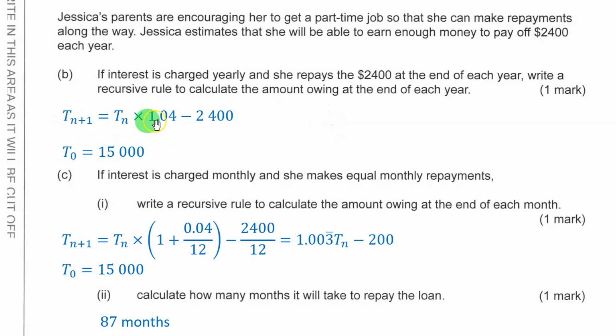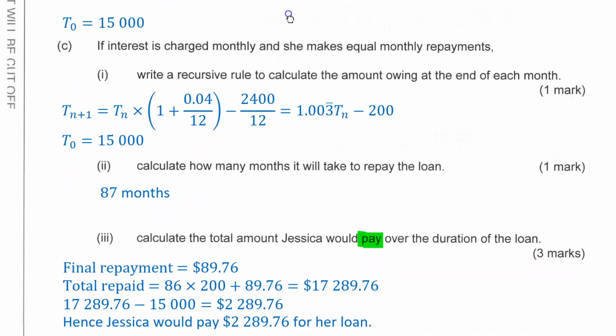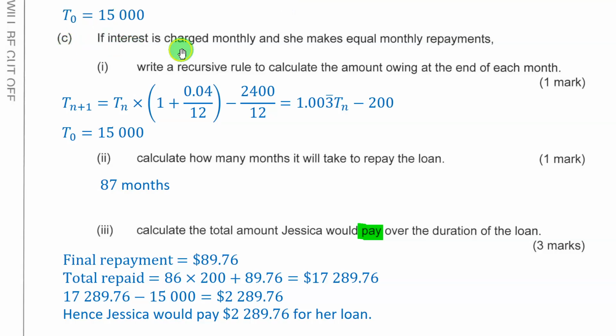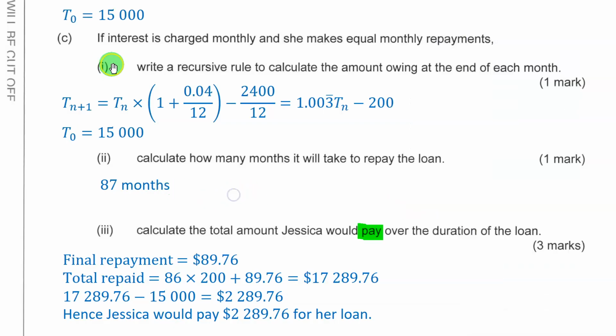So here's our linear recurrence relation. The next one is the one before times 1.04 to add the interest. But now we've got to subtract 2,400 for her repayment and start off again at 15,000. And then we move on to part C for the final 5 marks. And this time, interest is now going to be charged monthly, and she's going to make equal monthly repayments. So the monthly repayments, if we grab a calculator, will be 2,400 divided by 12, which is $200 a time.